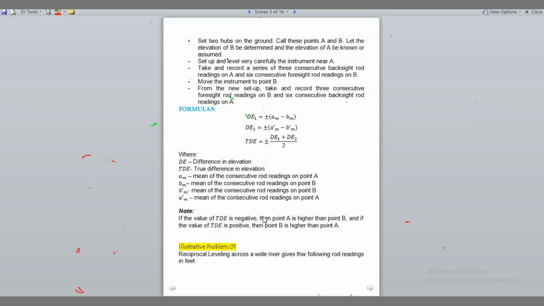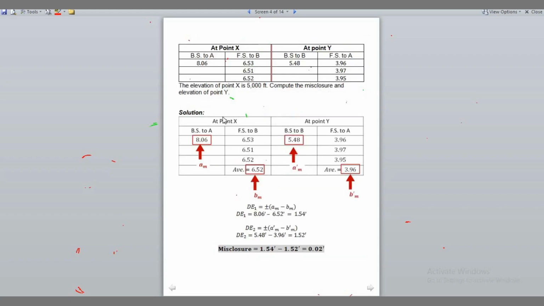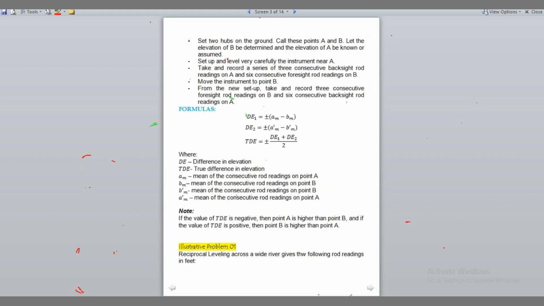We can appreciate this using an example, but I just want to let us take a look at this note sabi dito, if the value of TDE is negative, then point A is higher than point B. If the value of TDE is positive, then point B is higher than point A. Let's have an example to better understand this reciprocal leveling.